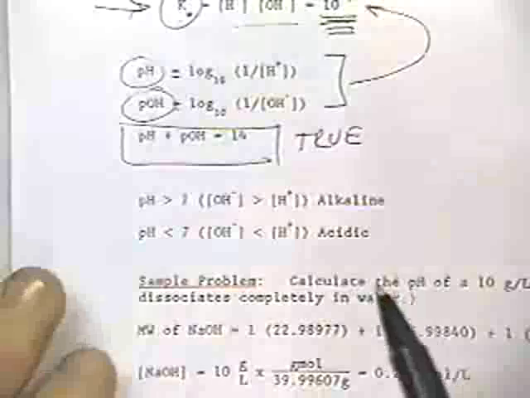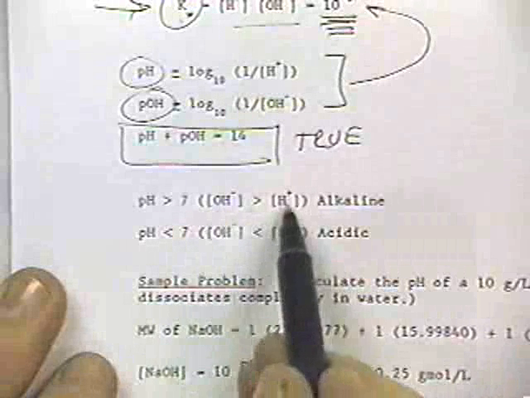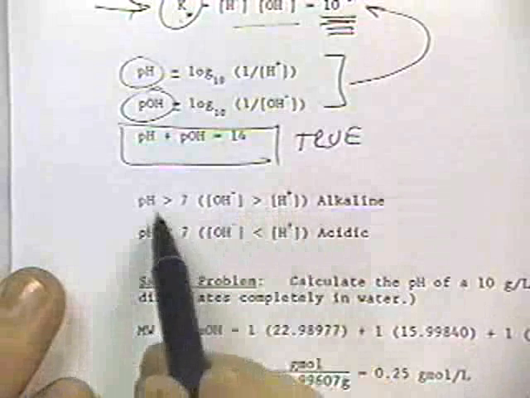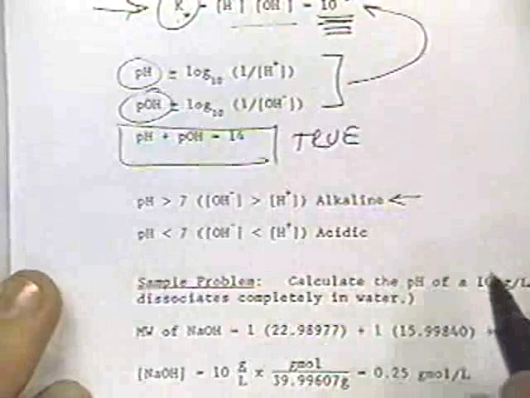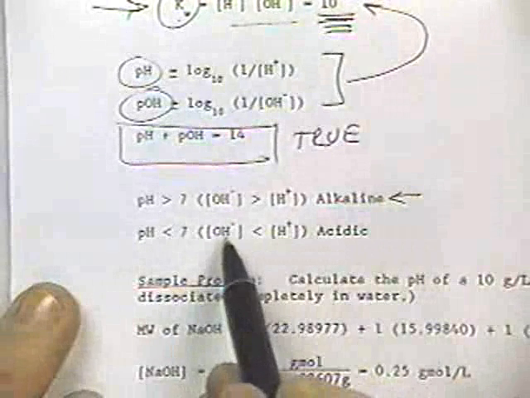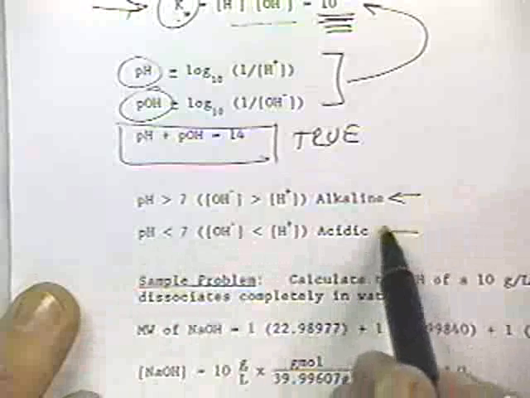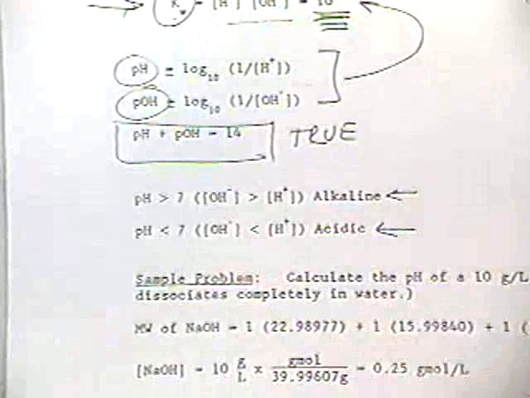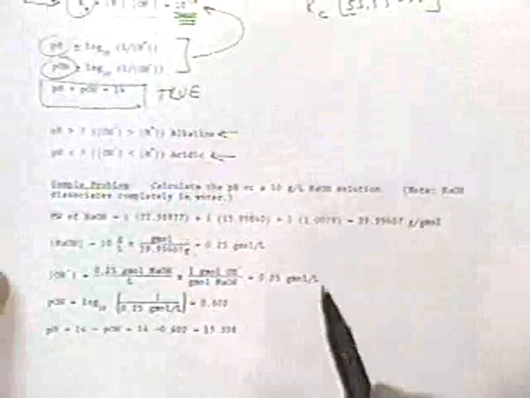Now, in terms of nomenclature, if we have a case where there are more hydroxide ions than protons, the pH will be greater than 7, and we call that an alkaline solution. If we have a case where there are more protons than hydroxide ions, the pH will be less than 7, and we call that an acidic solution. So let's do a simple problem with this.